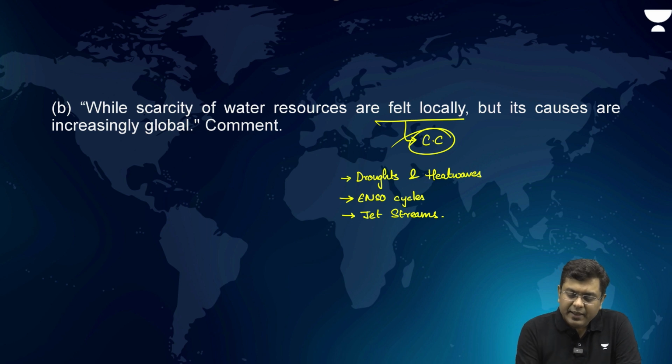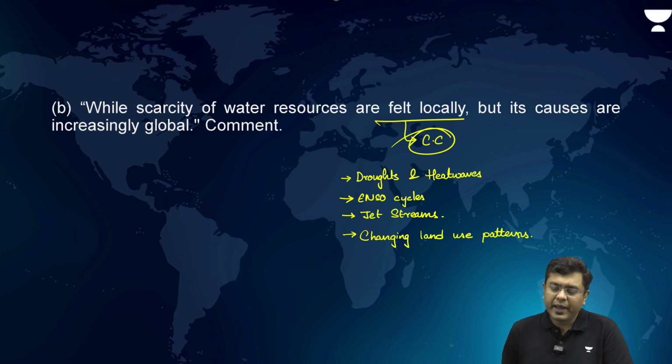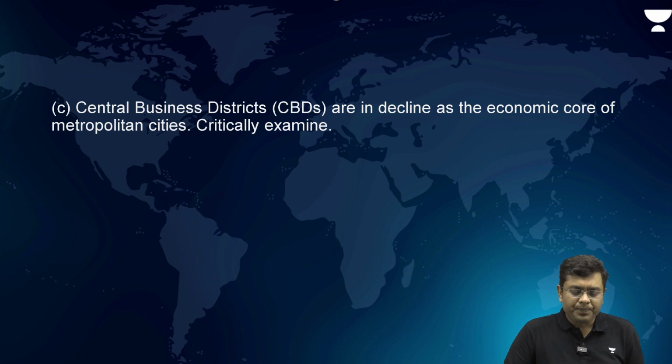That basically the water resources. Why do we have scarcity of water resources? Because of lack of or the disruption in the hydrological cycle, right? So here you can also talk about changing land use patterns, deforestation. So those factors have to be highlighted. Okay. Now, again, not a very complicated question.